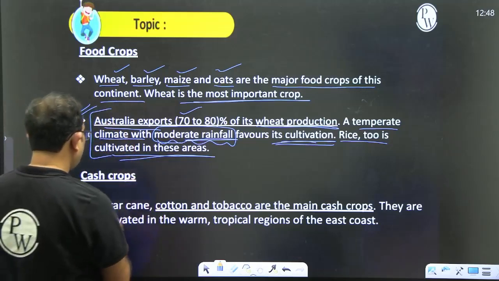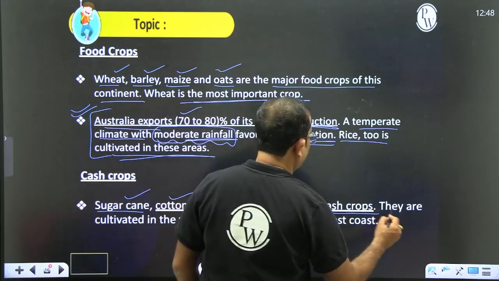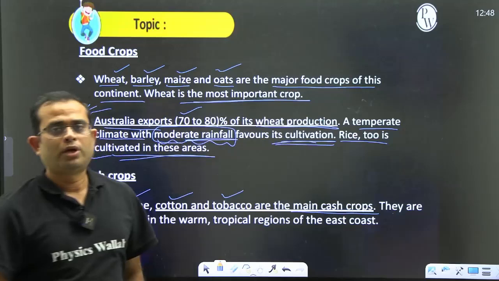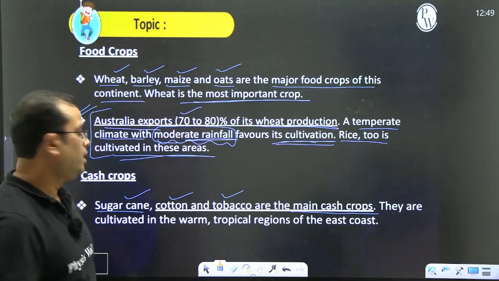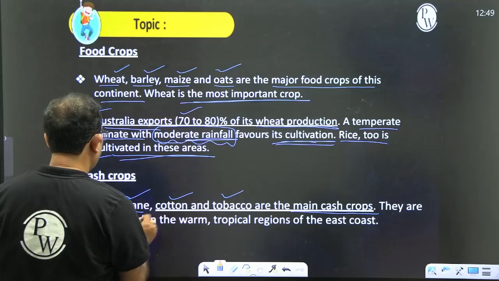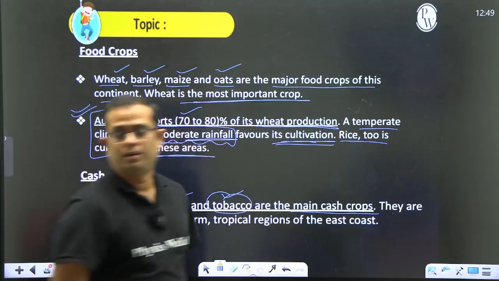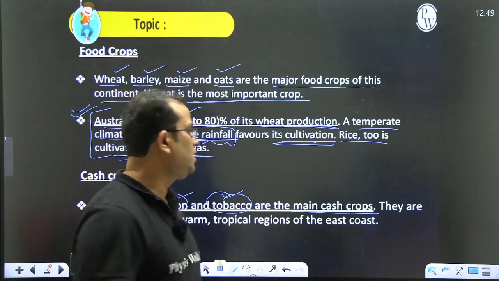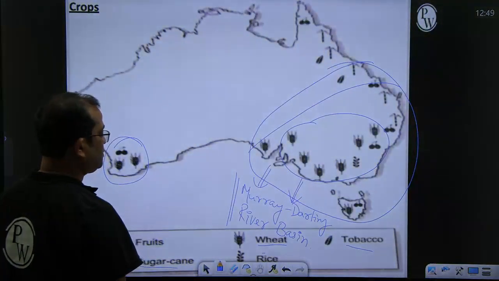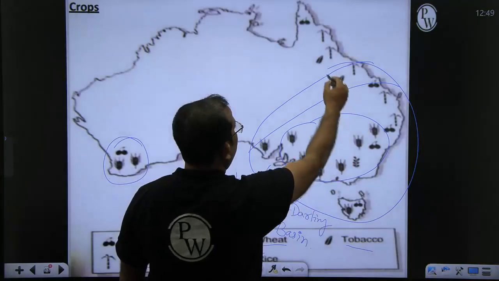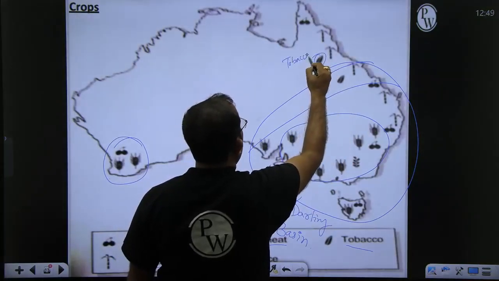Cash crops: sugar cane, cotton, tobacco are the main cash crops here. Sugar cane, cotton and particularly tobacco. You can also see this from the map. Here is tobacco. This is your tobacco.